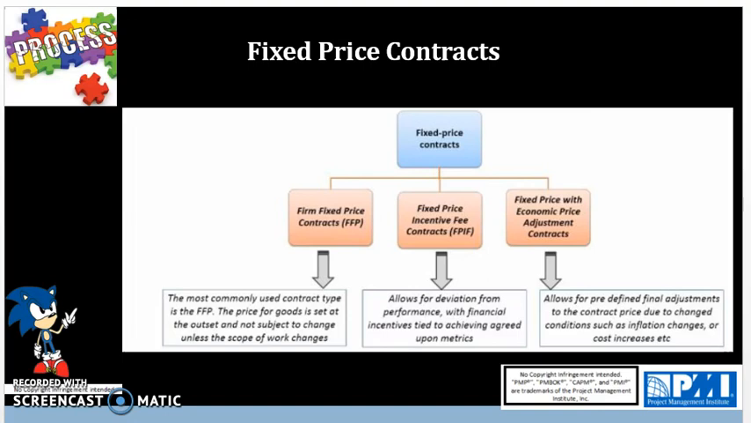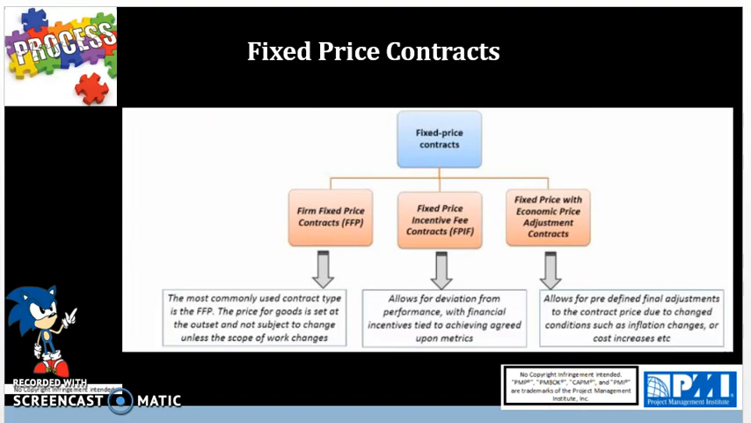So an example of a fixed price economic price adjustment contract is where you have a contract signed for $1.1 million, but a price increase will be allowed in a year or two based on the U.S. Consumer Price Index report for year one. So basically, based on the change in material costs and market conditions, they will have to increase the price of the actual materials in the project. Hence, it is called a fixed price economic price adjustment contract.